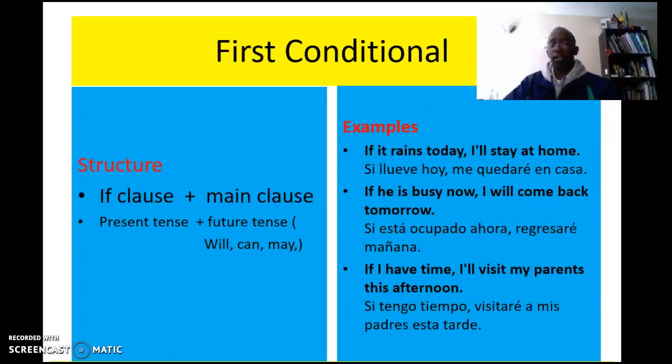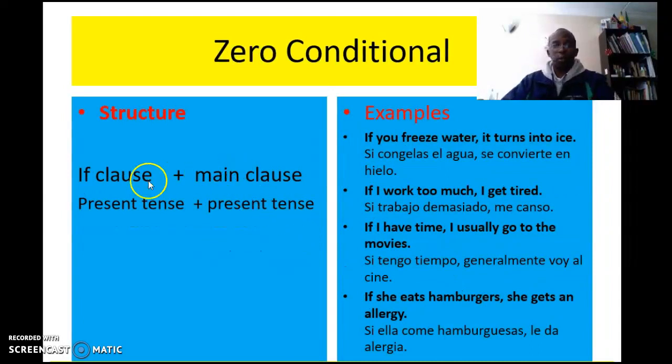Then when it comes to the first conditional, it is also on the same ground as the zero conditional, whereby we have the structure of the if clause and main clause. We can see that the structure for the first conditional is the present tense in the if clause and the future tense in the main clause, which means things like will, can, may. This is because can and may show possibility, which is then a future tense. If we look back, we could see that in the zero conditional, the if clause and the main clause are both in the present tense: present tense in the if clause and present tense in the main clause.